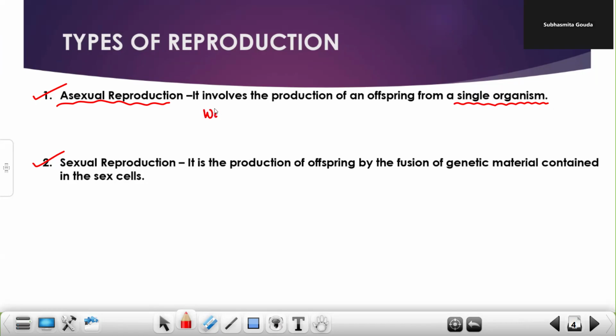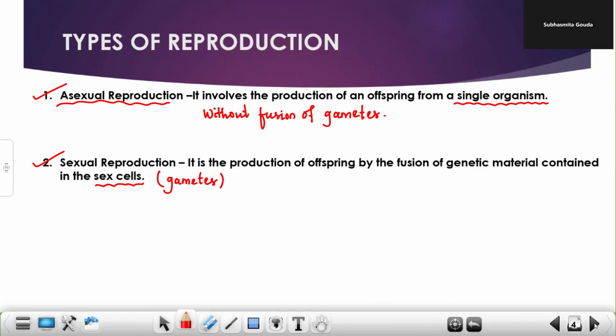Without fusion of gametes. But in sexual reproduction, this is the production of offspring by fusion of genetic material contained in sex cells. We all know what a sex cell is. Sex cell means gametes, both are the same thing.